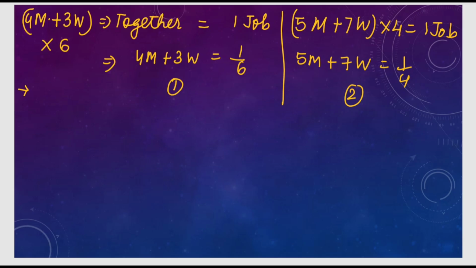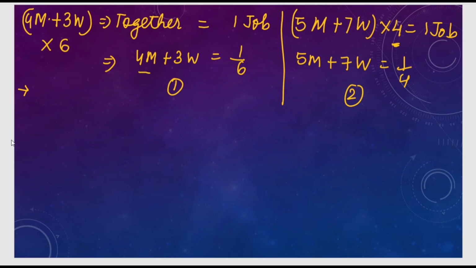What we are doing is work and time problems. Okay, so my job is single. In the first equation we have 4 men and 3 women, but in the second equation we have 5 men and 7 women. These are doing the job in 4 days, whereas those are doing the job in 6 days. So we got this system of two equations.